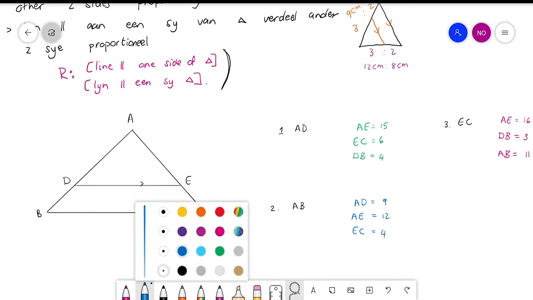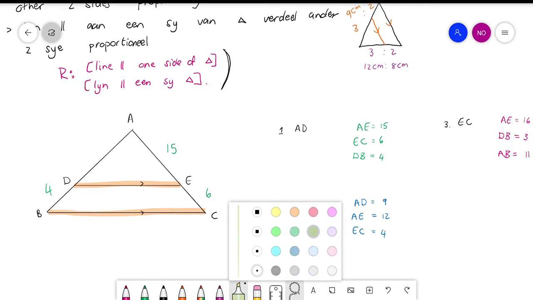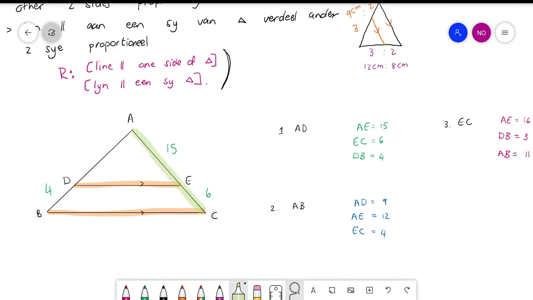Gaan my altyd invul en uitvee. AE gelyk is aan 15 eenhede, EC gelyk is aan 6 eenhede en DB gelyk is aan 4 eenhede. So what you have to see is that this line is parallel to this line. In other words, this side of the triangle will be divided up in the same proportions as this side of the triangle. Okay, so ek gaan nou daai inligting gebruik en gaan hom gaan uitwerk.